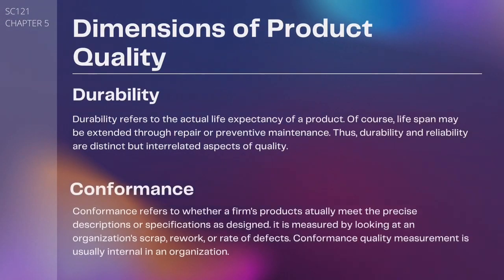Durability. Durability refers to the actual life expectancy of a product. Of course, lifespan may be extended through repair or preventive maintenance. Thus, durability and reliability are distinct but interrelated aspects of quality.